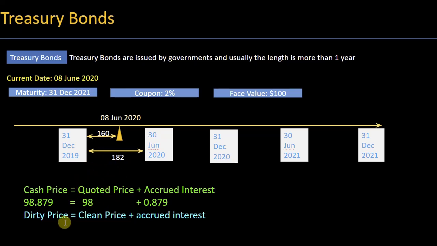So this is a basic introduction to treasury bonds and how treasury bonds work. And in the next couple of sections, we will be talking about the law of one price, how to calculate discount rates using treasury bonds.